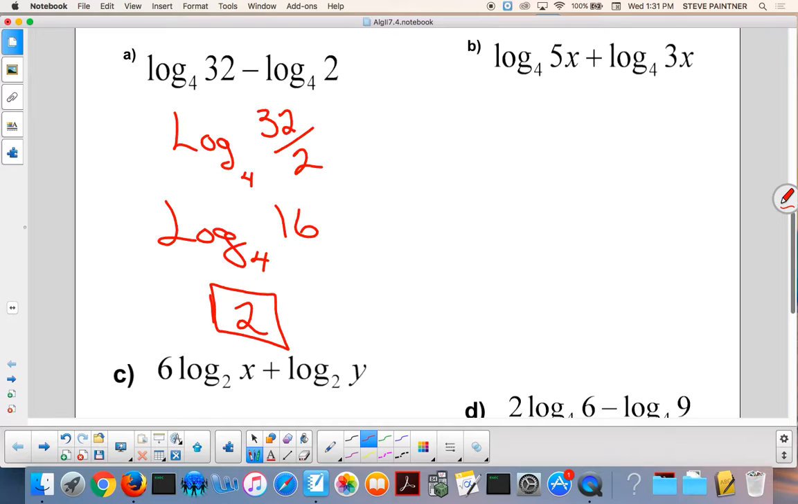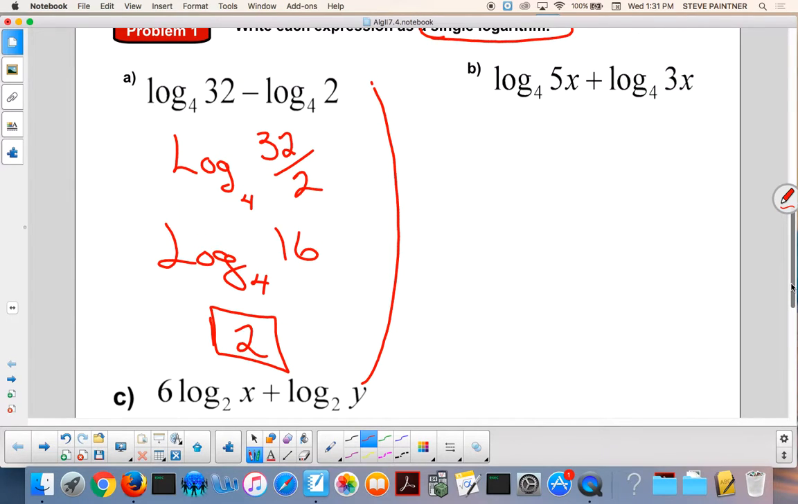Keep going. Don't wait for me. If you're waiting for me to get that answer for you, then I don't know if you really get it. Try it. If I see addition, which I do in the middle, what should I do? Go to multiplication, exactly. Turn 2 logs into 1 log and then just multiply the 2 numbers, 5x times 3x, right?